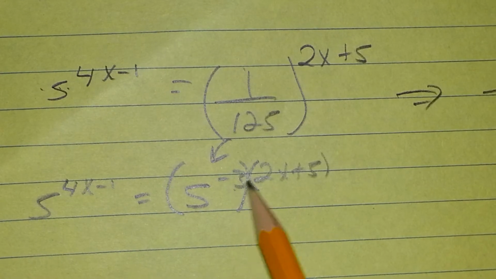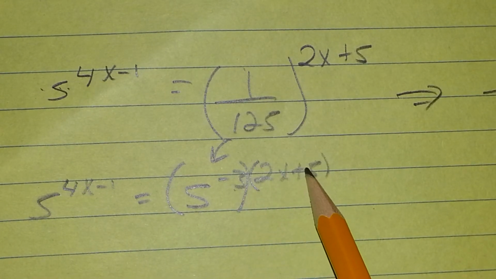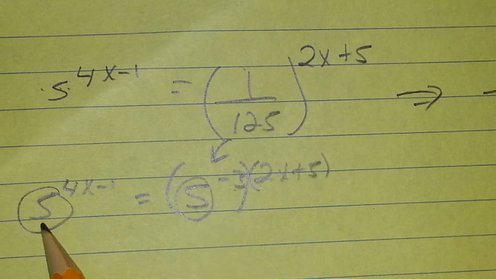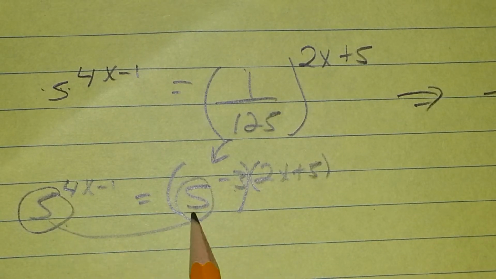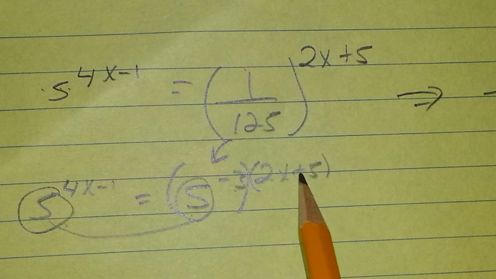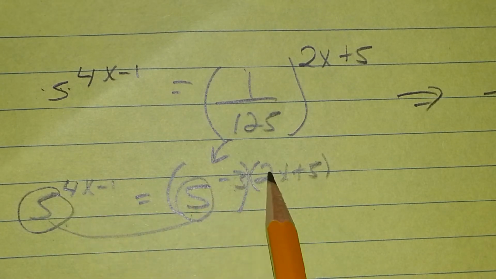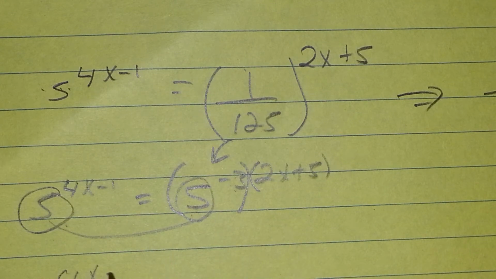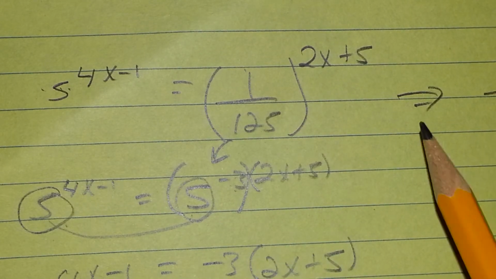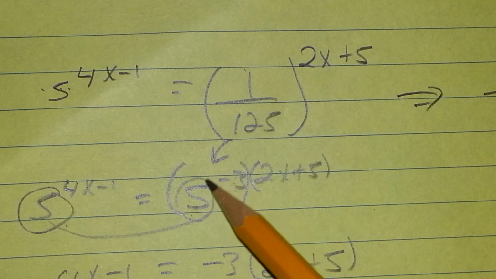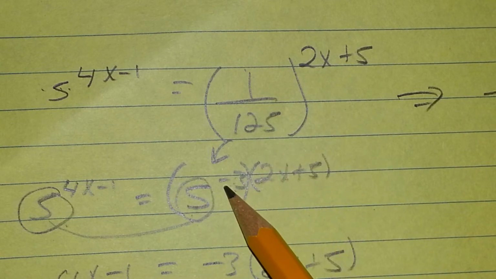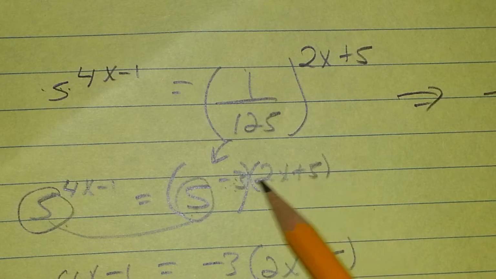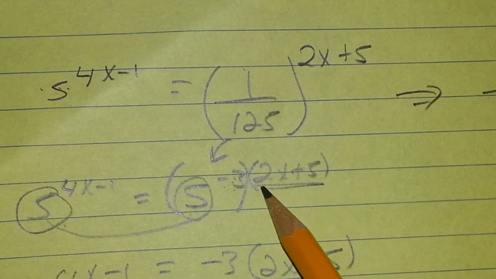Remember, when we raise a power to a power, we multiply. Notice these two bases are the same, so what's over here equals this. These exponents have to be set equal to each other because these quantities equal each other. So 4x minus 1 equals negative 3 times 2x plus 5. That came from 5 to the negative 3, which is 1 over 125, and when we raise an exponent to an exponent, we multiply.